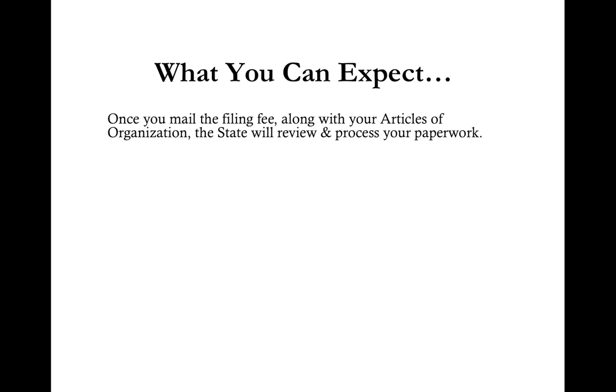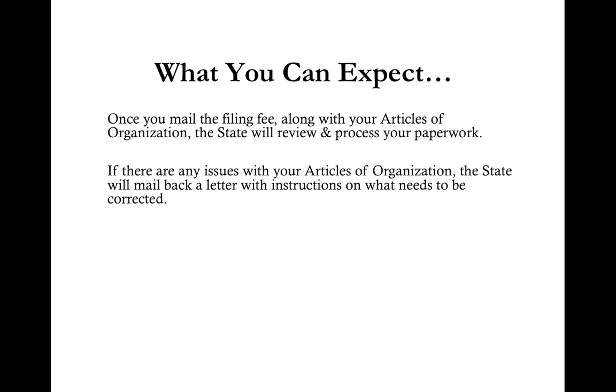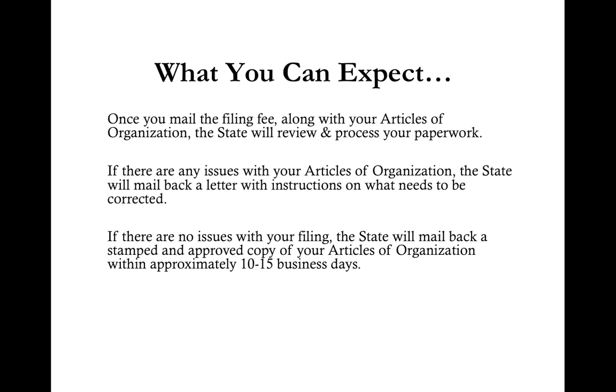Once you mail the filing fee, along with your Articles of Organization, the state will review and process your paperwork. If there are any issues with your Articles of Organization, the state will mail back a letter with instructions on what needs to be corrected. If there are no issues with your filing, the state will mail back a stamped and approved copy of your Articles of Organization within approximately 10 to 15 business days.